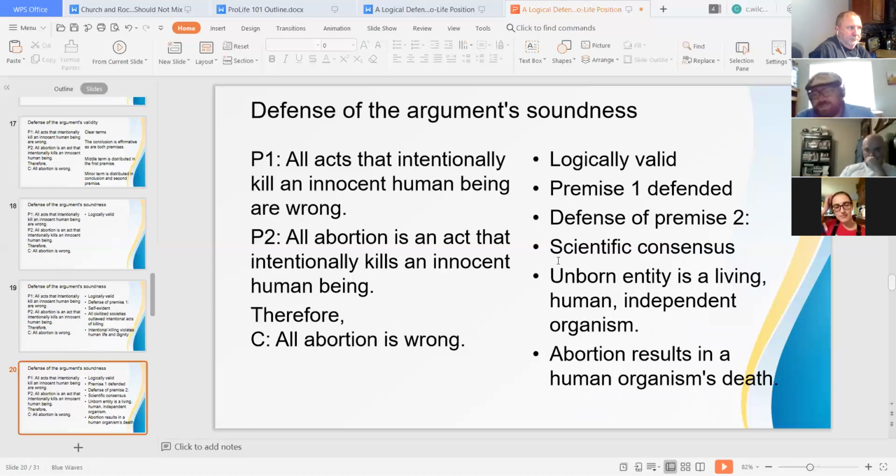It grows through cellular reproduction. It responds to stimuli. It metabolizes food for energy. It maintains homeostasis, etc. So we know that it's a living thing. We also know that it's genetically human. It's produced by human parents, and it has a unique human genetic code. So it's alive and it's human. We also know that it's an individual.